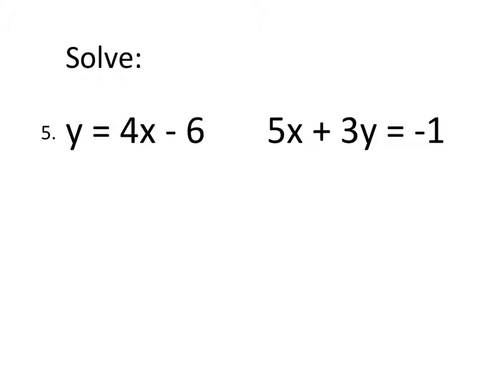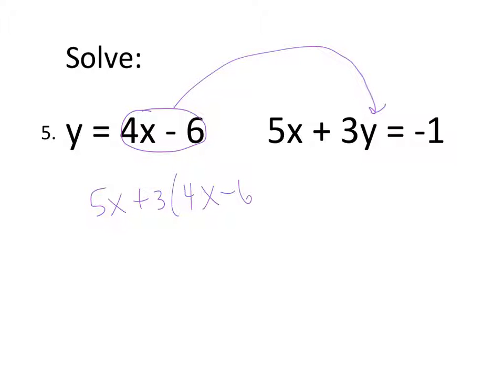Let's take a look at example 5. First step is we want to solve one of the equations in terms of one variable. We do here have a y equals, so we do not need to do that. So what we can do is we can circle the expression that y equals. So y and 4x minus 6 mean the same thing, and I will substitute that in for y in the second equation and replace y with 4x minus 6. So my new equation will now read 5x plus 3 times the quantity 4x minus 6 equals negative 1.